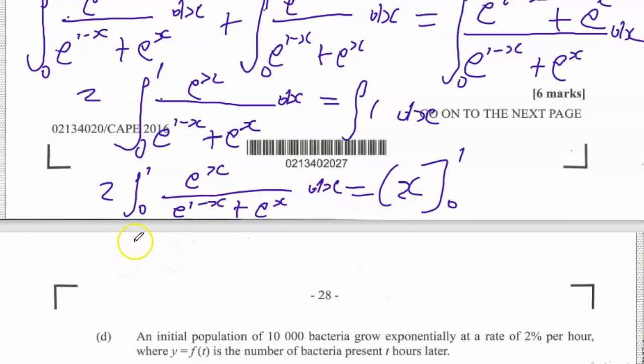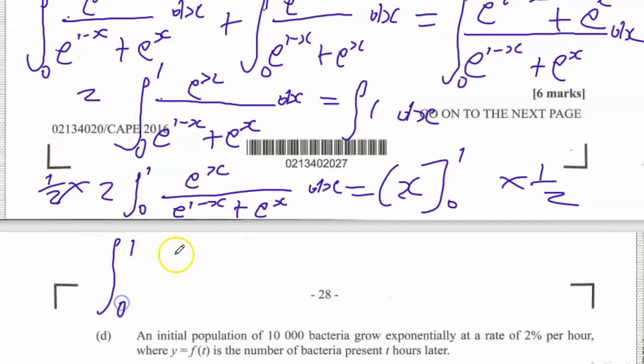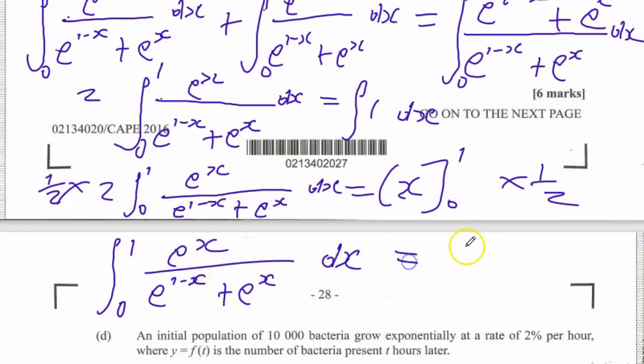So what we can do is multiply both sides by a half. So we are left with this integral, e to the x over e to the 1 minus x plus e to the x dx, is equal to x between the limits of 1 and 0, times half. That's x minus 0, which is x, times half, that's half x.